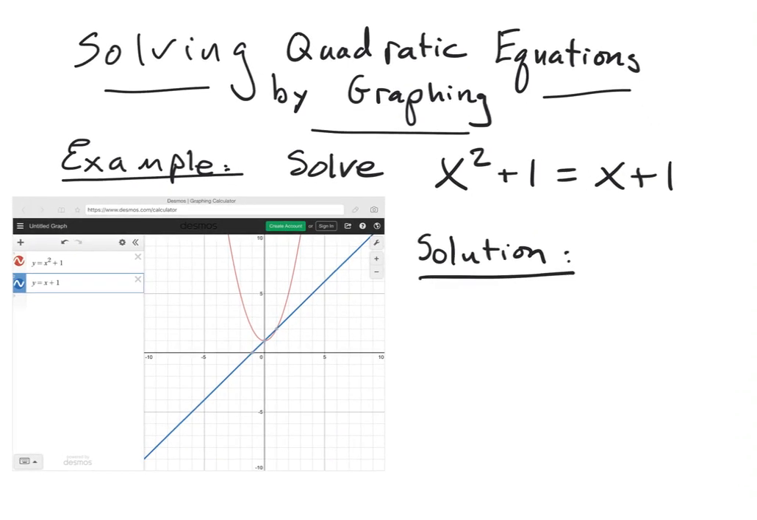Oh, I moved the whole thing there. There we go. All right, now we lost our solution points, 0, 1 and 1, 2. So our solution is x equals 1 and x equals 0. We only need the x coordinates of the two points because our original equation only had x's in it. So we don't actually need the y values.